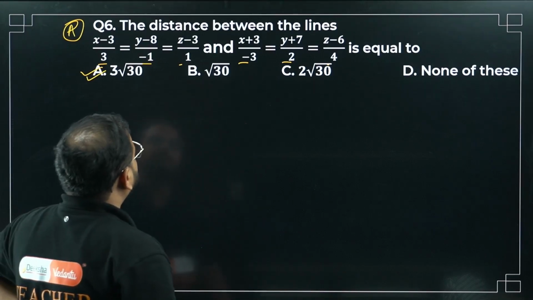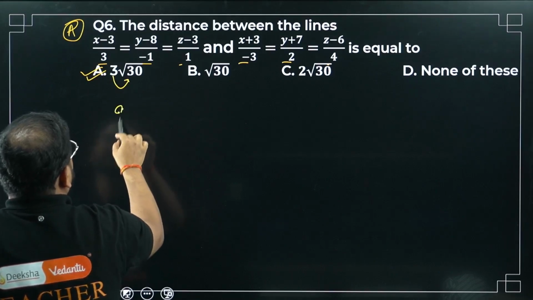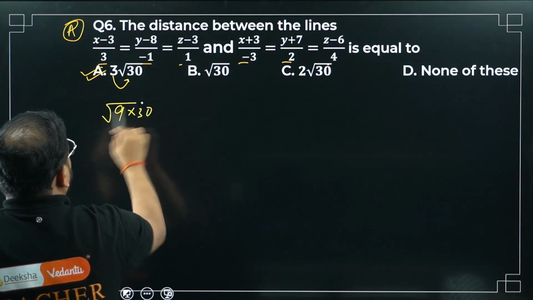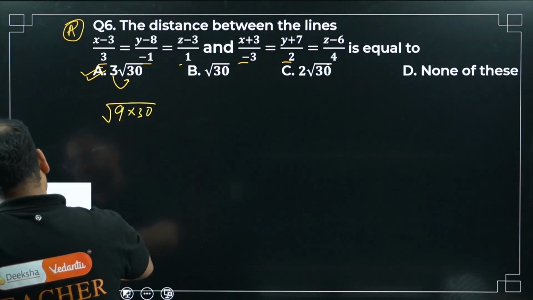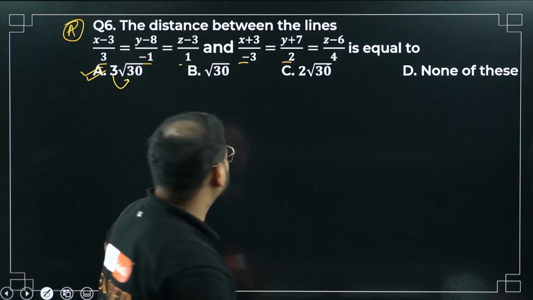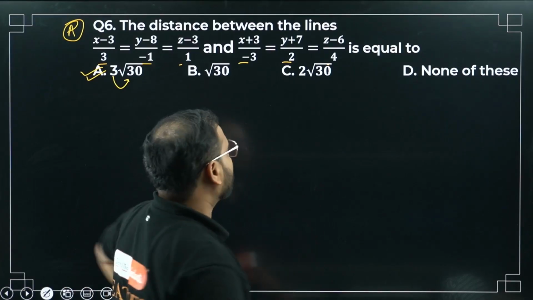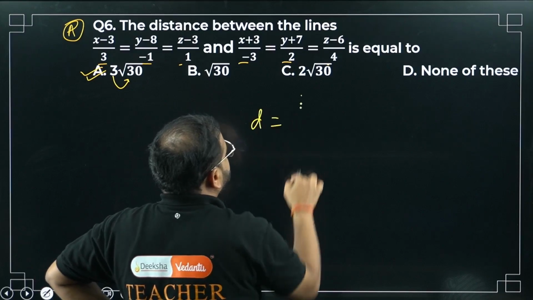Let me check. If I bring this inside, I'll get 9 into 30. How much is that? 270. I think option A is the correct answer. I've solved the question, but I think option A is correct. I'll give you the matrix. From there you can get it from the solution.